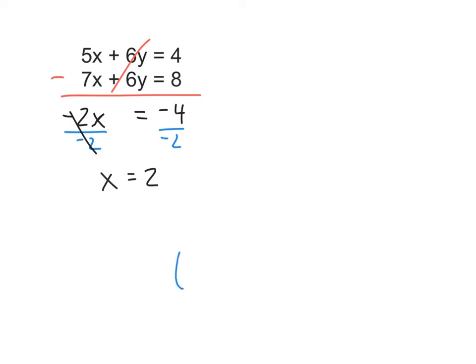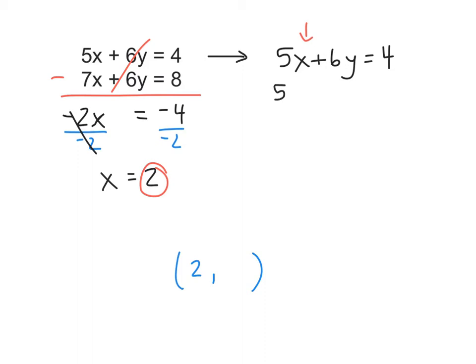So we know our solution is going to have a 2 in for x, and now we need to find the y value. Again, it doesn't matter which equation you choose, just pick one. 5x plus 6y equals 4. We're going to go ahead and put this 2 in for x right here. So when we rewrite this, we get 5 times 2 plus 6y equals 4.